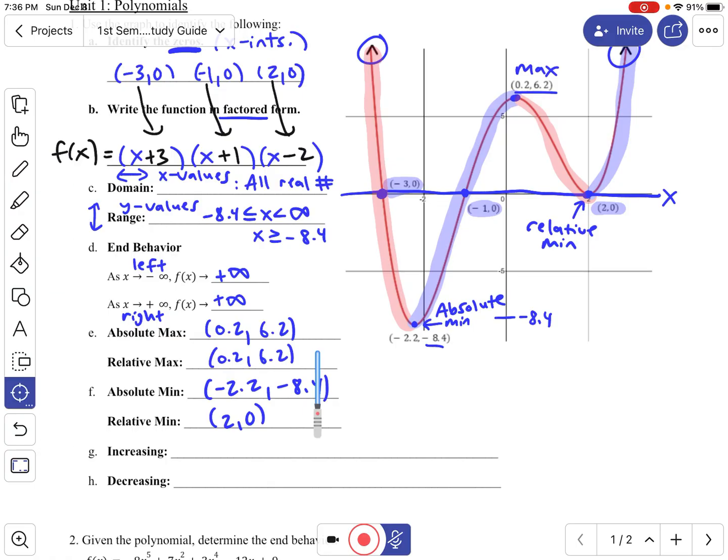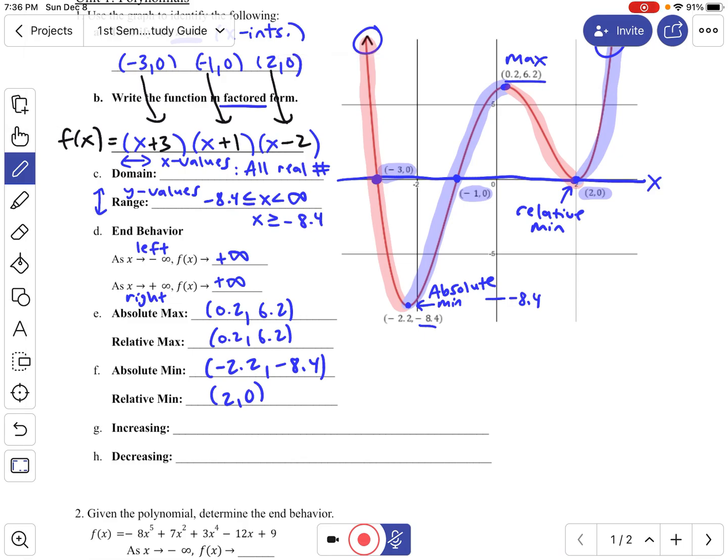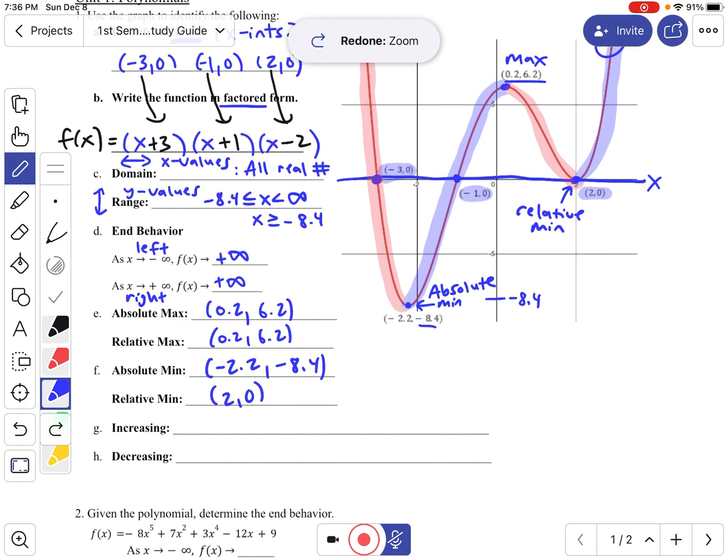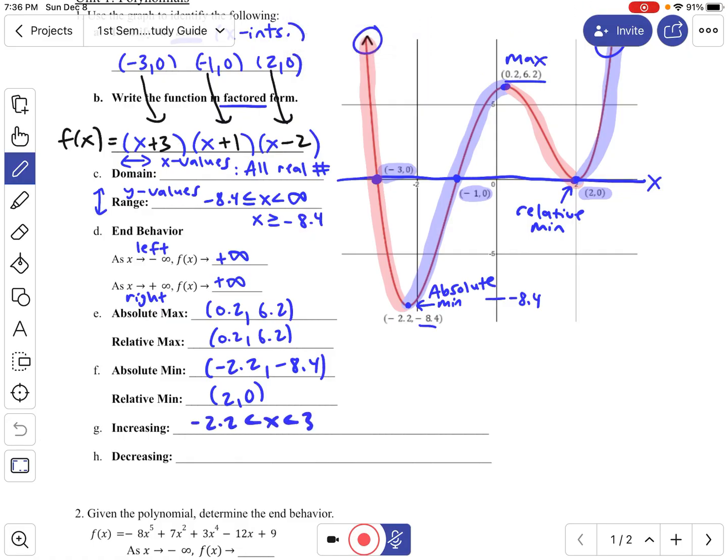So this first increasing interval is this first blue one, which starts at the x value of negative 2.2 and the x value of 0.2. So the intervals always use the x values. So this would be from negative 2.2 all the way to 0.2. The next increasing segment starts at the x value of 2 and goes to the right forever. So that'll be 2 to infinity.